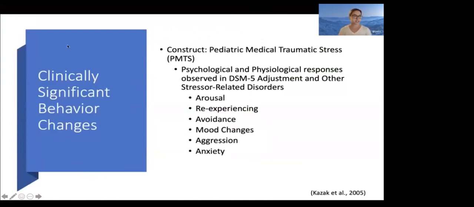Psychological research suggests that clinically significant behavior changes observed after medical experiences can be considered representations of pediatric medical traumatic stress, or PMTS. And this construct includes a range of psychological and physiological responses observed in diagnosable adjustment and stress disorders. In using this framework, behavior change can be mapped onto diagnosable psychological disorders, such as acute stress disorder, adjustment disorders, and post-traumatic stress disorder.